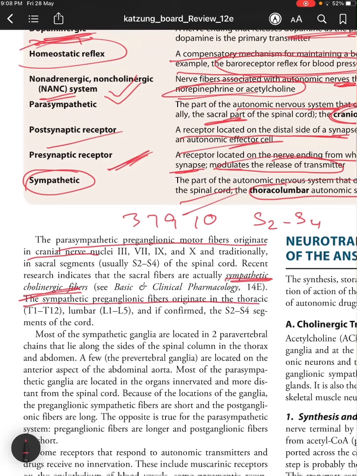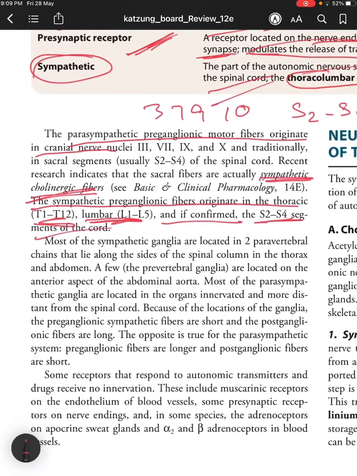The sympathetic preganglionic fibers originate in the thoracic T1 to T12, lumbar L1 to L5, and if confirmed, the S2 to S4 segments of the cord. Most of the sympathetic ganglia are located in two paravertebral chains that lie along the sides of the spinal column in the thorax and abdomen. So basically, if this is your spinal cord, you have certain sympathetic ganglia, like this.